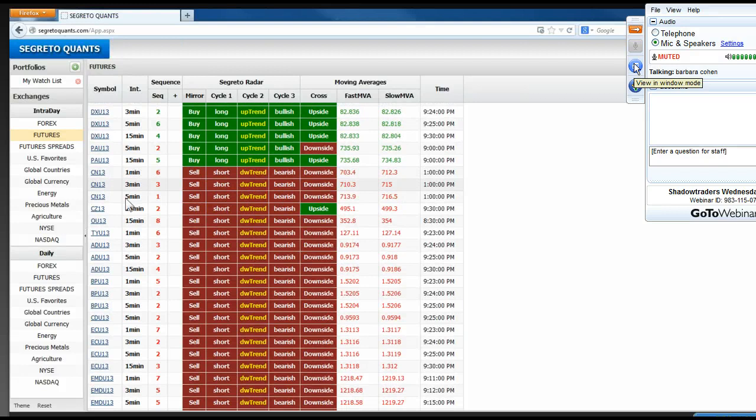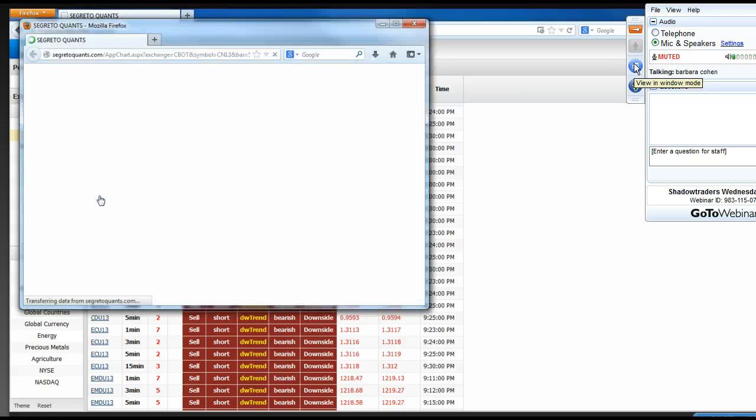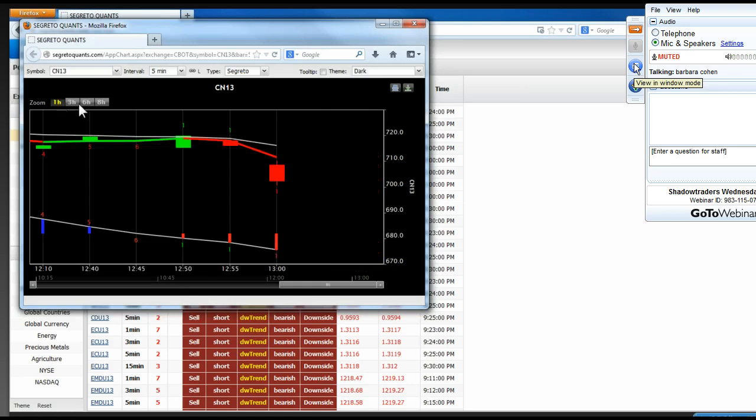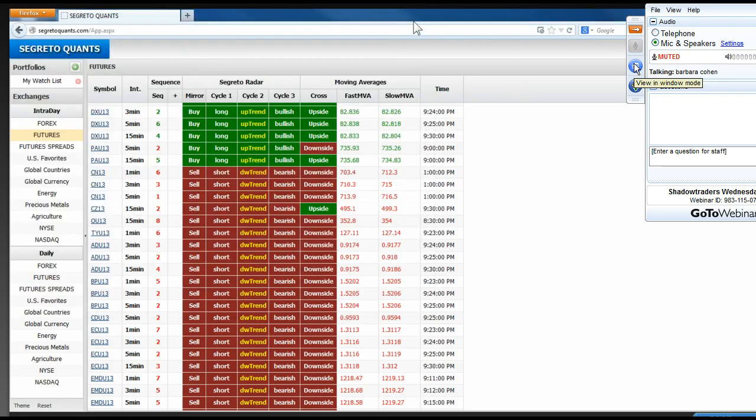Let's look on the sell side. Believe this is corn. Haven't memorized all the symbols yet. It's not looking too good. No. Do we get in on red candles with the red numbers? No.